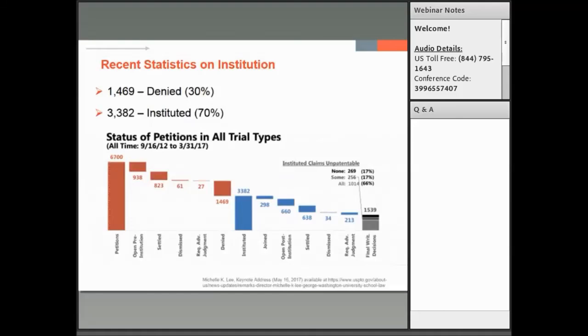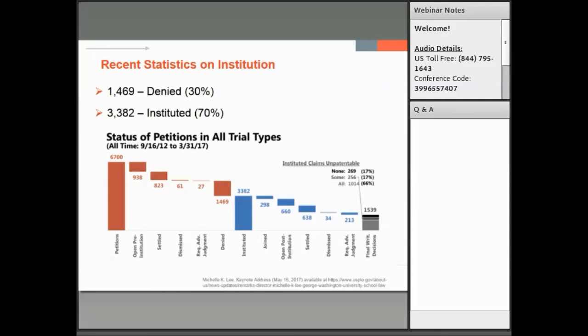Now, a lot of commentators have taken issue with the manner in which the PTAB calculates its statistics and institution rates. I'm not looking to resolve those disputes today. I'm just looking to discuss the most recent numbers that they've floated. I'll let others call foul on them. So these numbers come from a recent keynote address given by Michelle Lee, the director of the USPTO, from about a month ago. Director Lee broke down the most recent numbers into a waterfall graph to show the fate of every one of the 6,700 petitions that have been filed between September 2012 and March 2017.